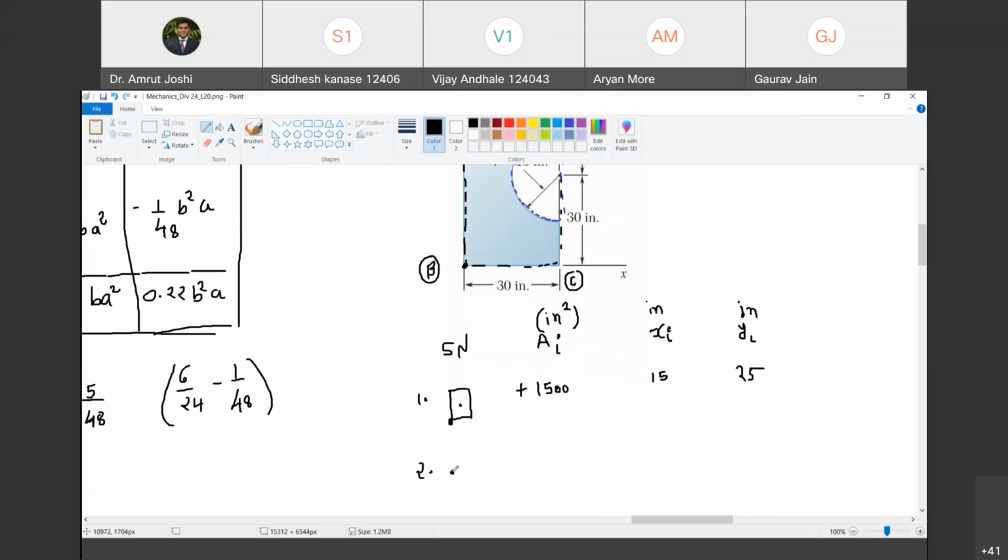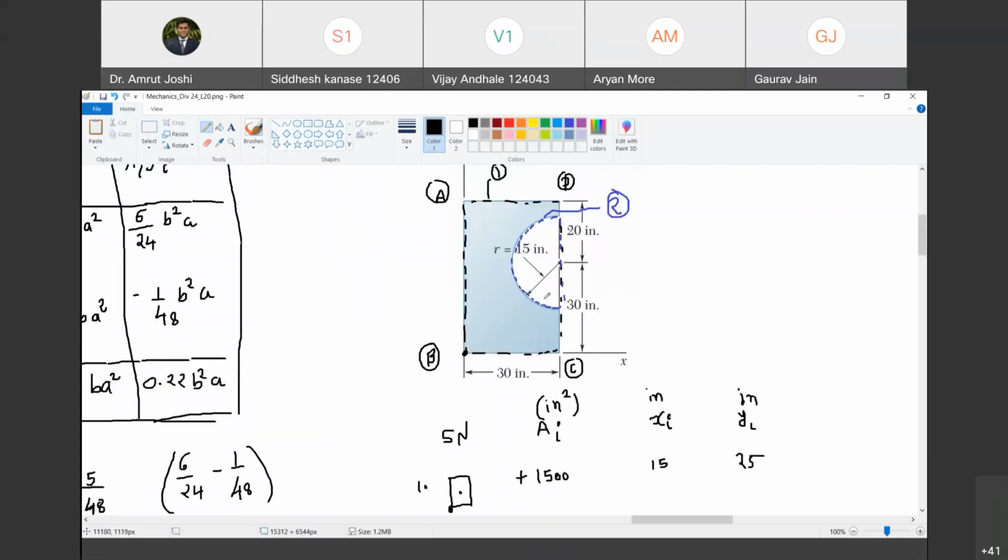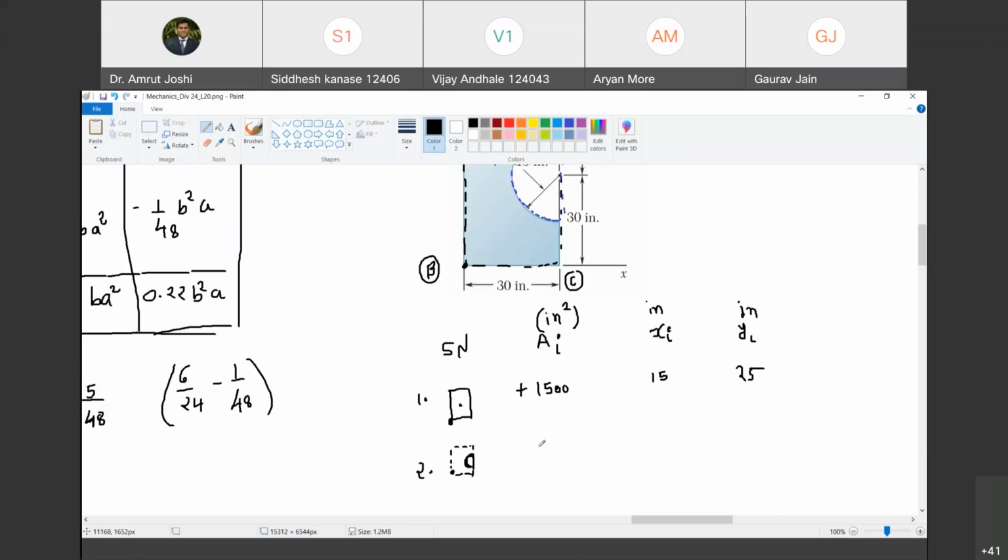Chalo. Second one is, this is the point under consideration, and with reference to this point, the second area is something like this. Do you agree with me? Yes, sir. This one. So what is the area? What is area of circle? Tell me. Pi r square. Yes, sir. So this area must be pi r square by 2. So pi into 15 square by 2. Do you agree with me? Yes, sir. Because it is semicircle.